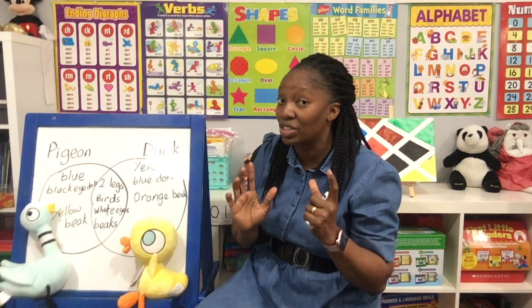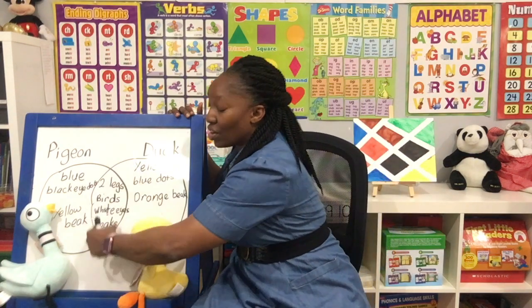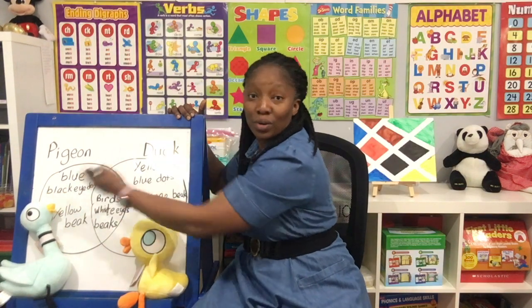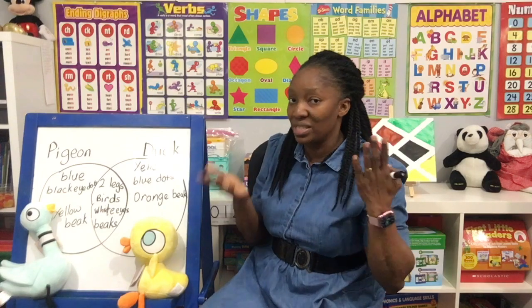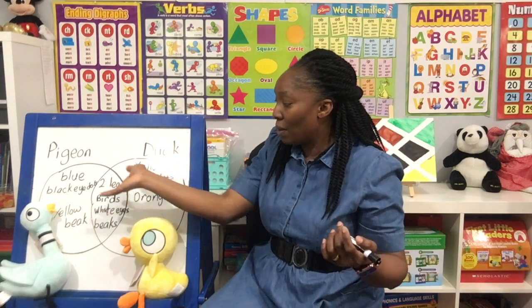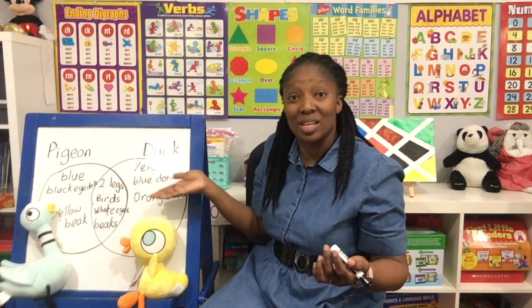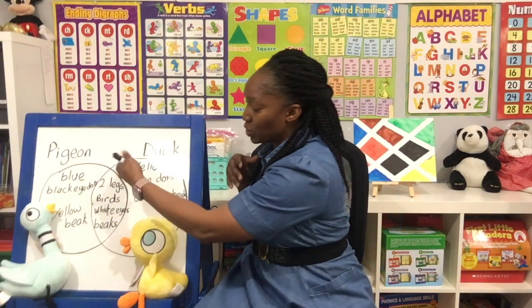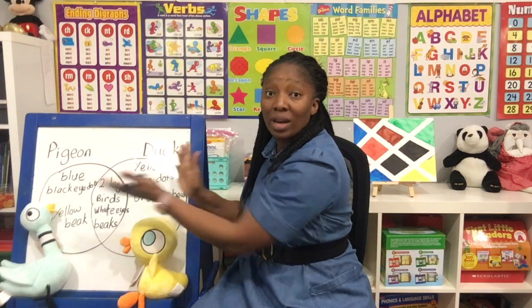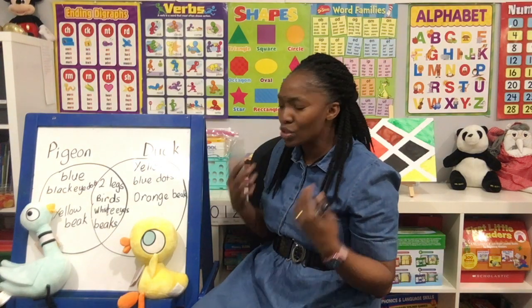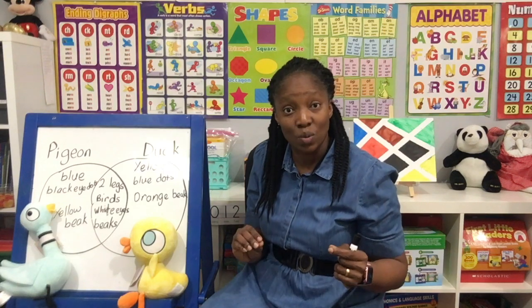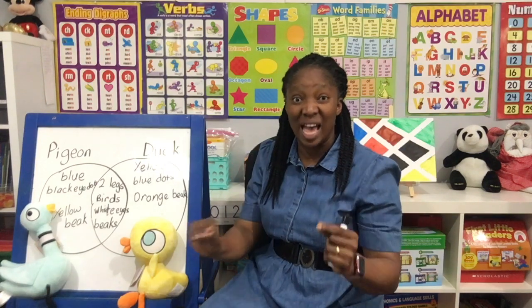Again, comparing and contrasting tells us things that are alike and things that are different about the two things we're comparing. Sometimes you're comparing more than two, but if you're comparing two things, you can use this, and this is called a Venn diagram. And a Venn diagram helps us compare and organize our information. So now we're going to go into looking at the CVC words with the silent E.